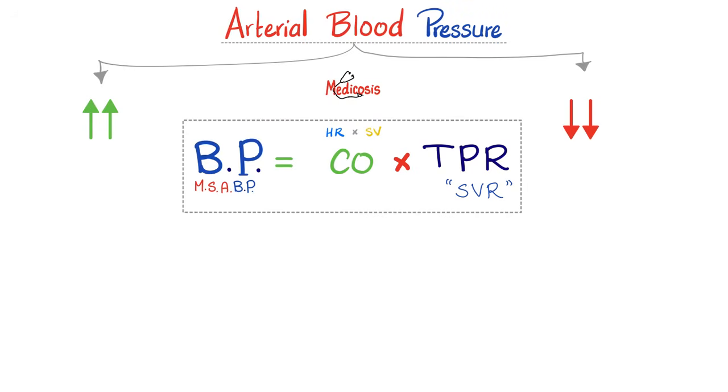So what causes high blood pressure and what causes low blood pressure? Using this mathematical formula, can you guess what the causes are? Let me know your answer in the comments.